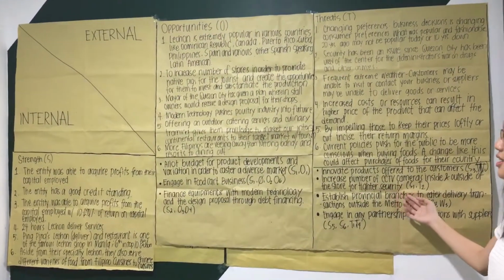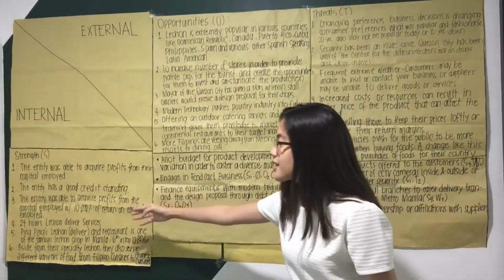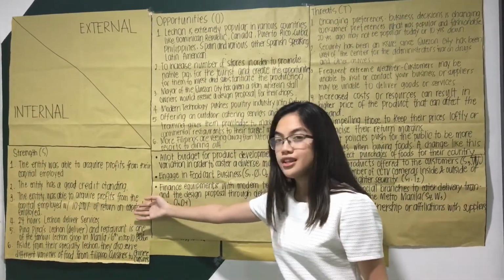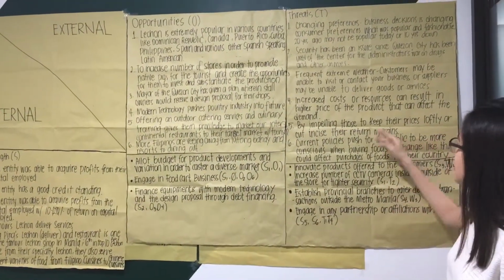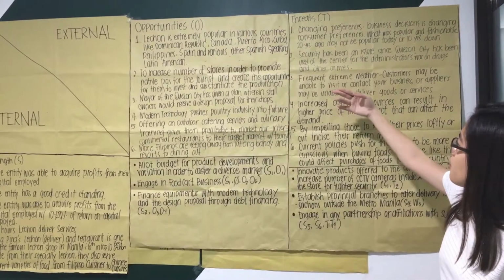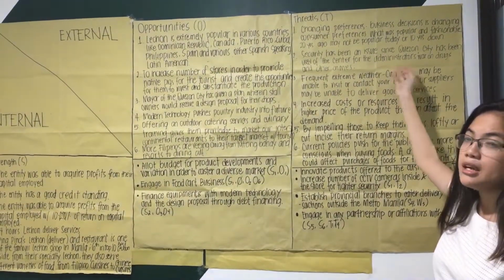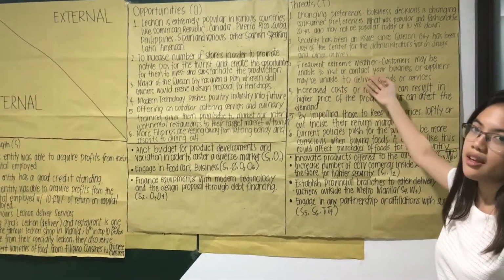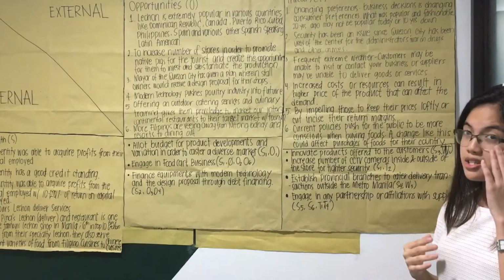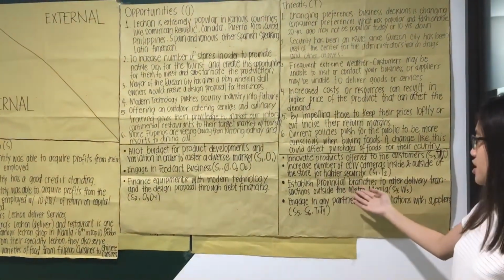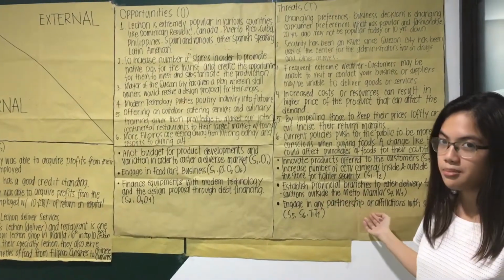So next, they used the strength of the 24 hours lechon delivery services, S4, with the threat of frequent extreme weather, wherein customers will be unable to visit or contact their business. So from that, they established a strategy to develop provincial branches to cater to delivery transactions outside Metro Manila.